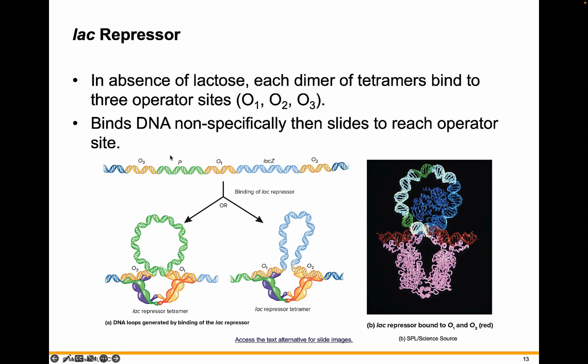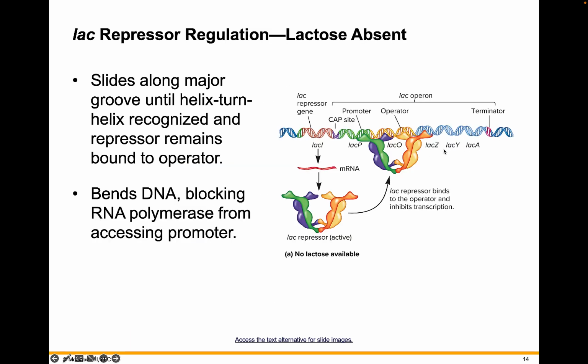So basically what happens is that in the absence of lactose, they slide along the DNA, find the operator site, and then make these kinds of loops. So when they are bound, the genes LAC-Z, Y, and A are not produced.